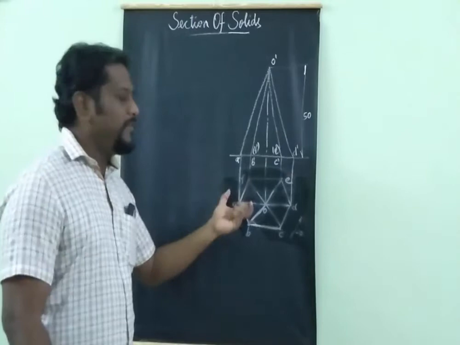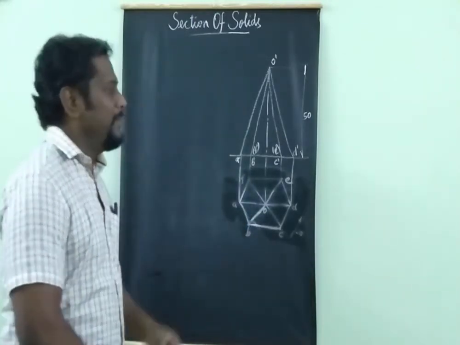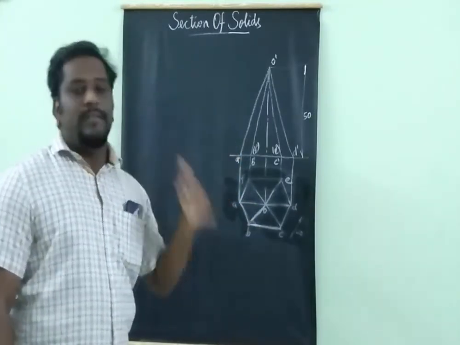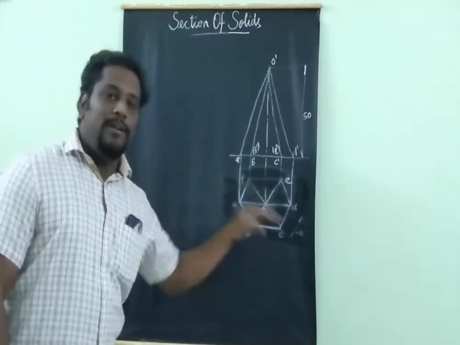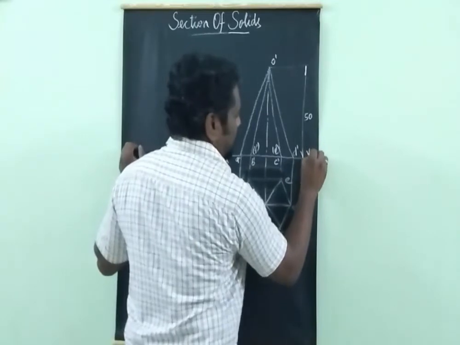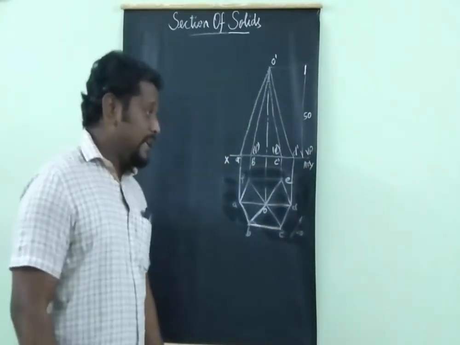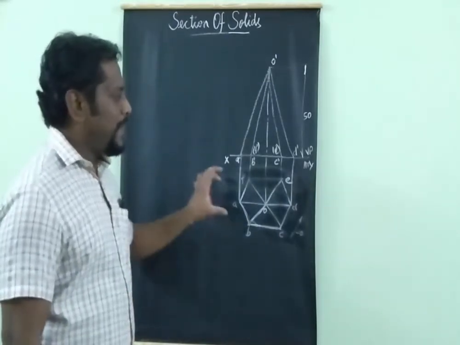In the fifth and sixth problem we are going to discuss the cutting plane that makes inclination with VP, that is the cutting plane will come below the XY line. So this is my X, this is my Y, this is my VP, this is HP. In the simple version it is given that the two hexagonal base edges are parallel to VP.